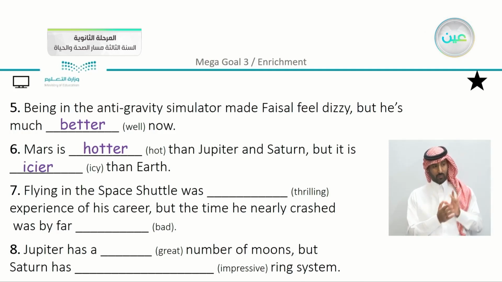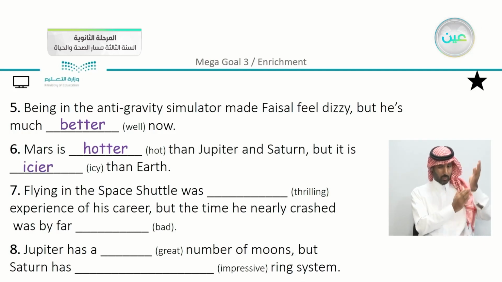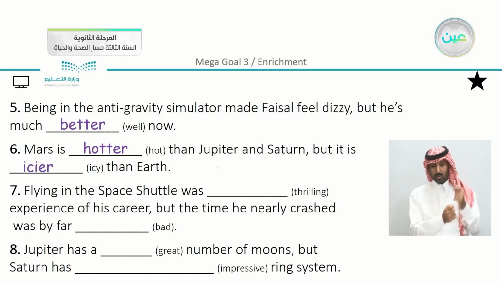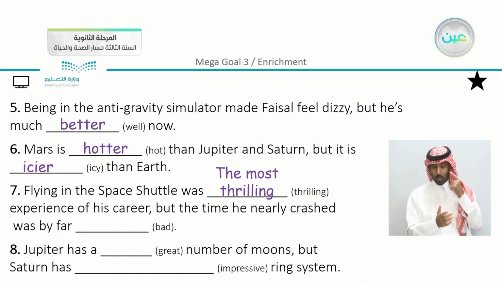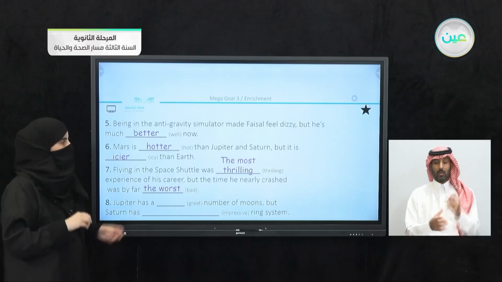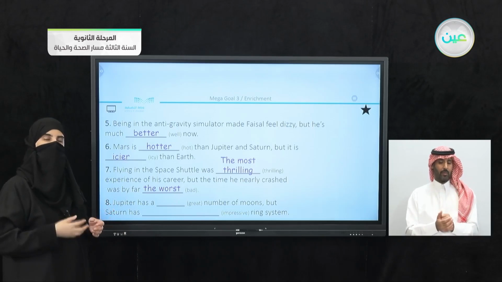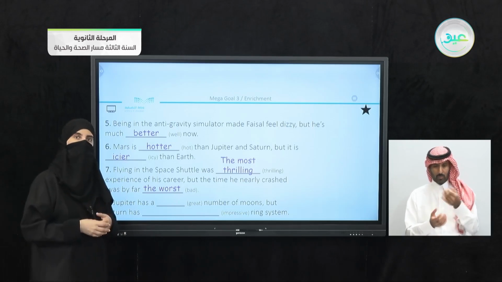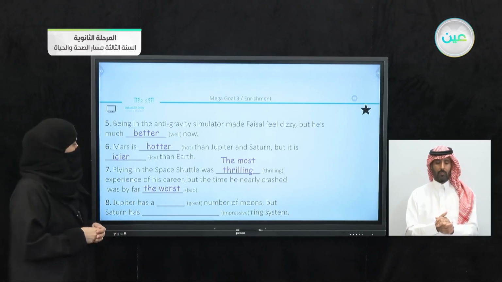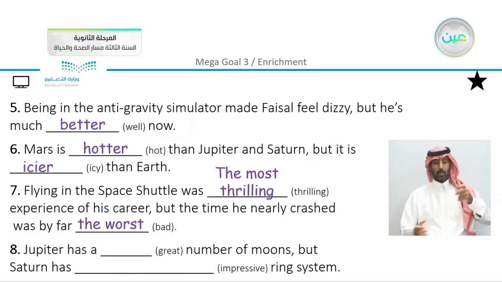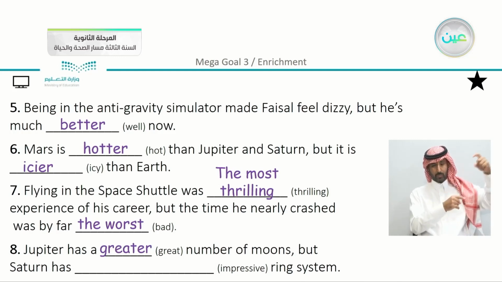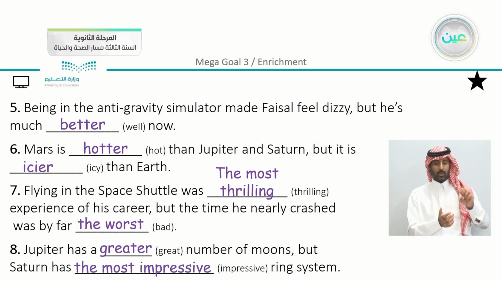Flying in the space shuttle was a thrilling experience of his career. So we have here of his career superlative, the most thrilling. But the time he nearly crashed was by far the worst. Now just to note here that we have the word thrilling. It is an adjective that is spelled thrilling. Okay, so just to make sure that it's not an ing that is added in the sentence. Jupiter has a great number of moons. We have here a greater number of moons, but Saturn has the most impressive ring system.